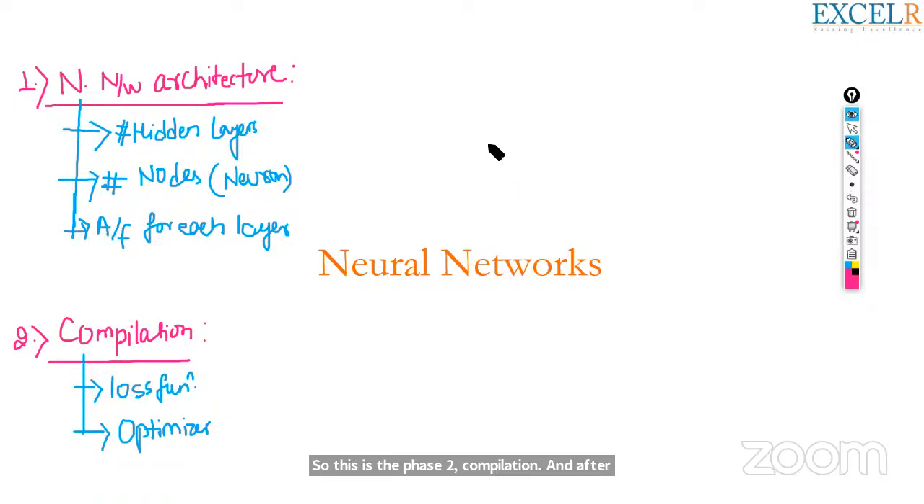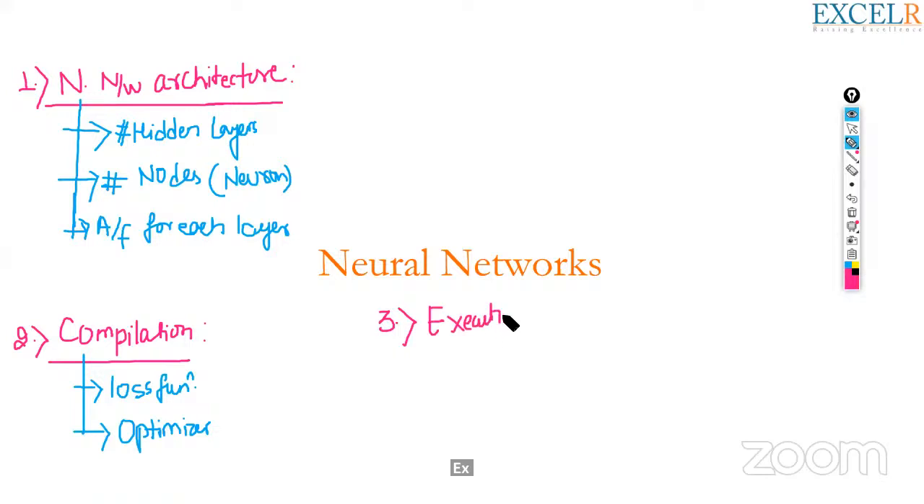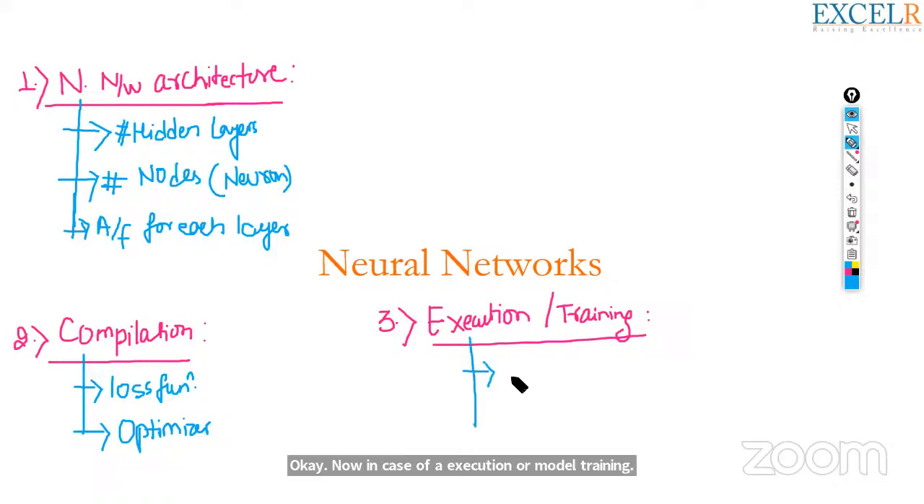After that, the last phase is execution or training. Phase 3 is execution, or model training. In execution or model training, we execute our neural network. Whatever neural network you have defined here, we start executing it, or we start training this neural network over our input data.